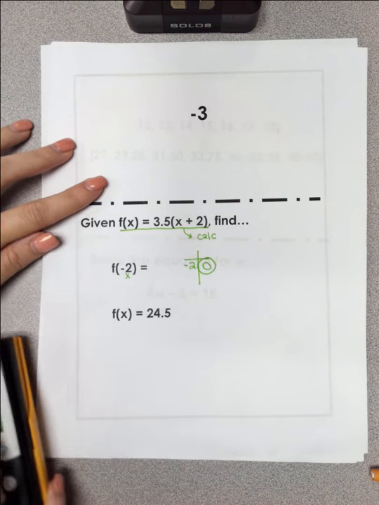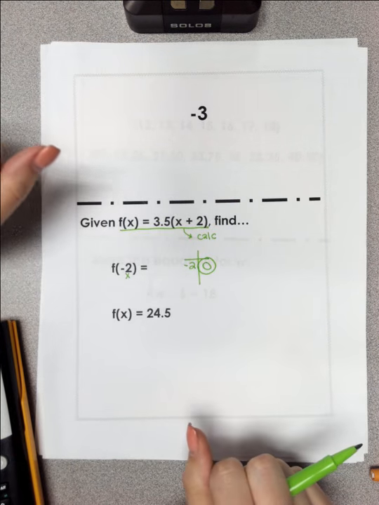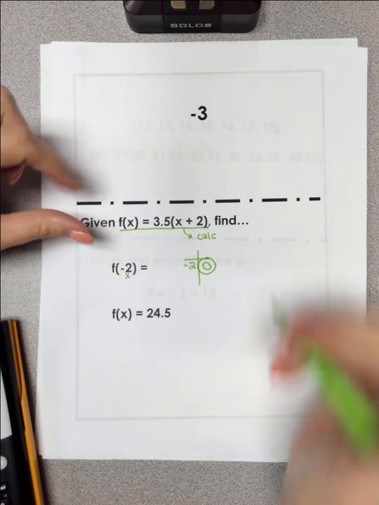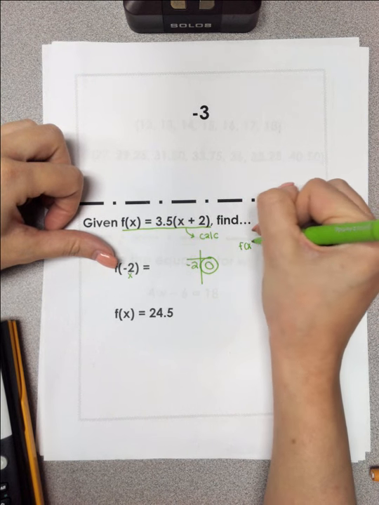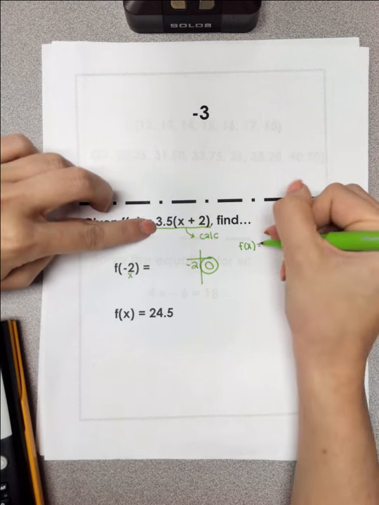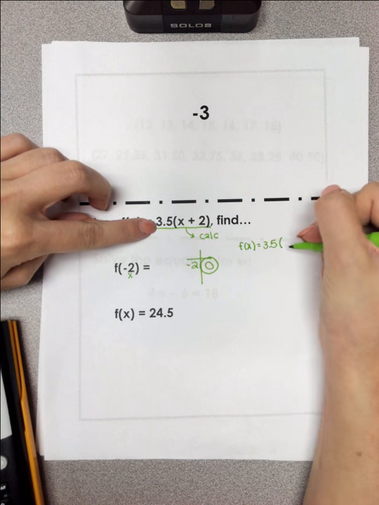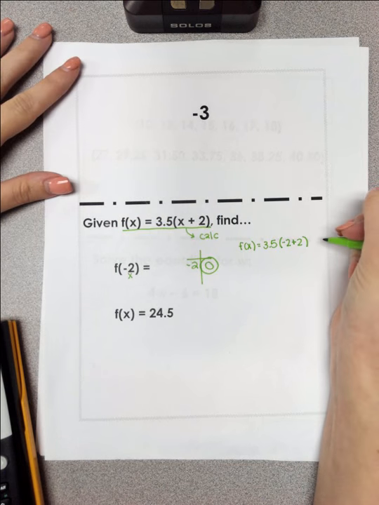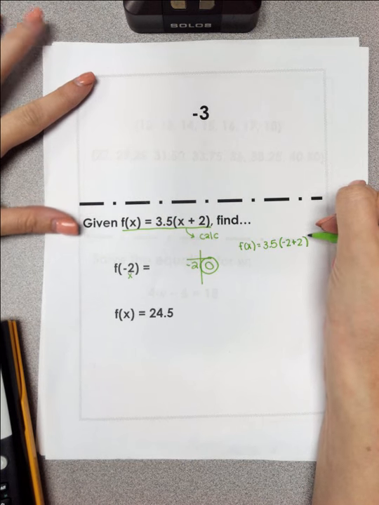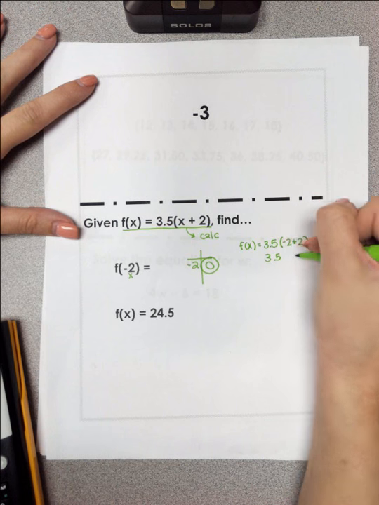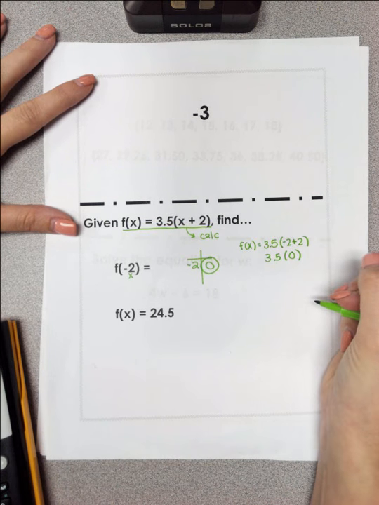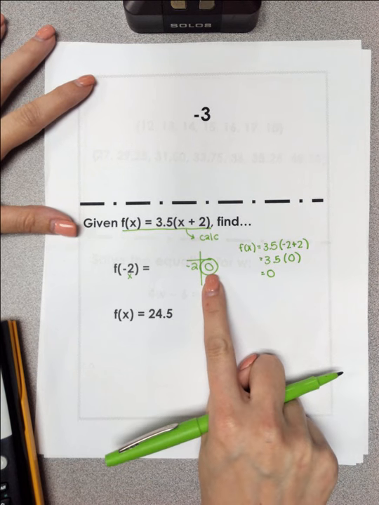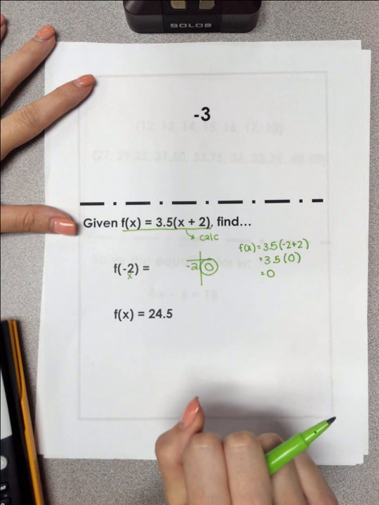That is your answer. Now, maybe you're at home and you don't have a calculator. We can do it by hand. We can substitute negative 2 in for x. So f of x equals 3.5. Instead of x, we're going to put negative 2 plus 2. So according to PEMDAS, parentheses first, so that equals 0. So 3.5 times 0. And anything times 0 is 0. So that's the same answer I got in my calculator when I did it by hand.